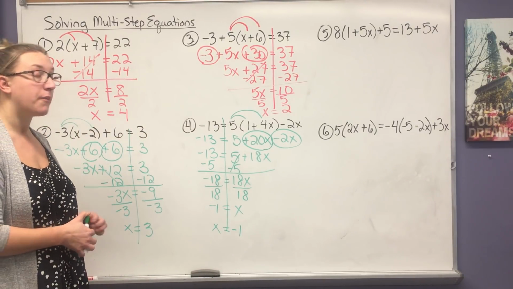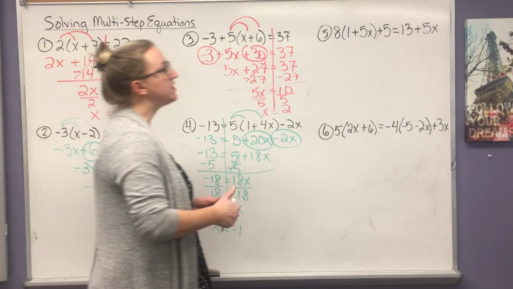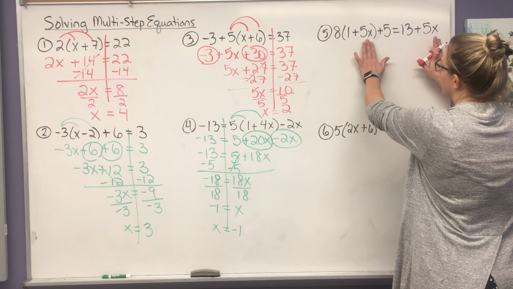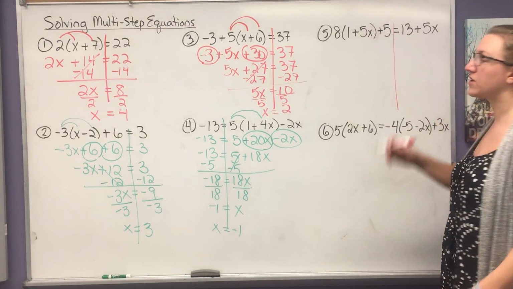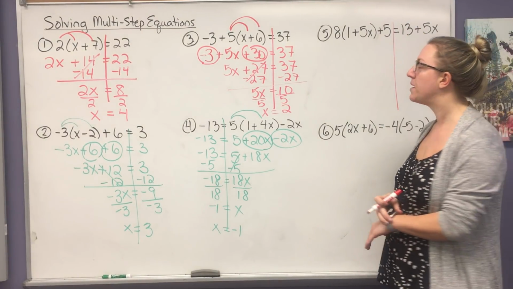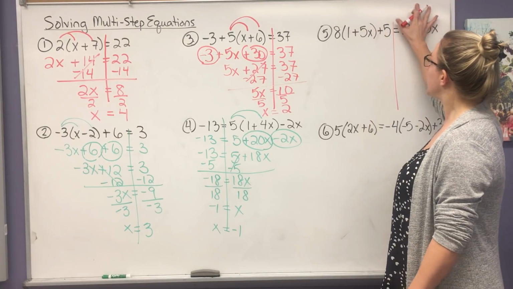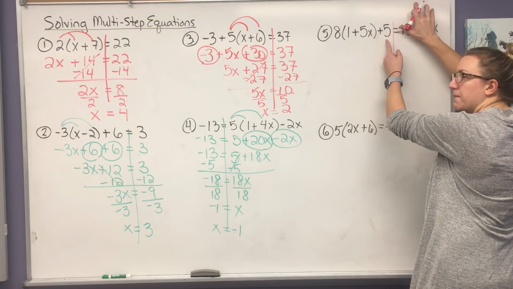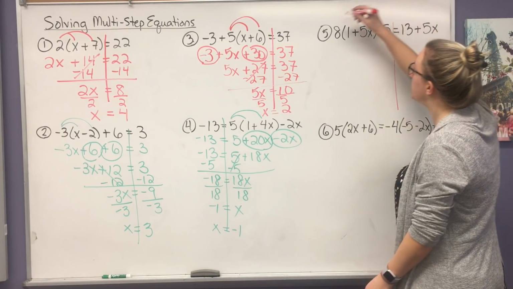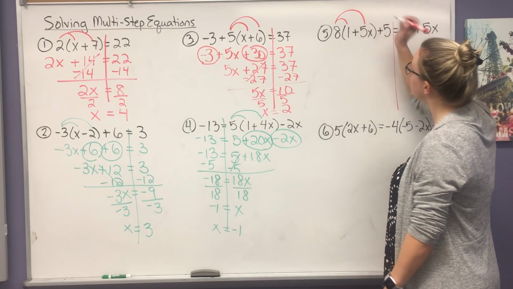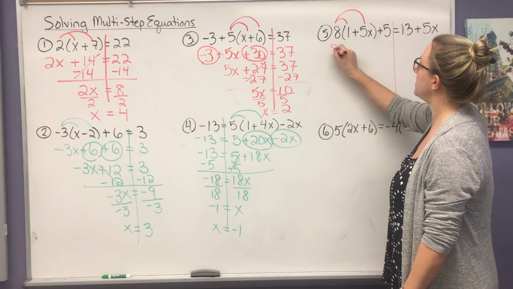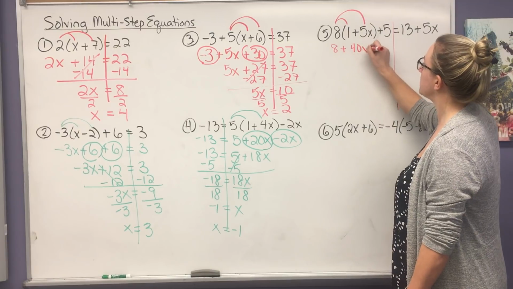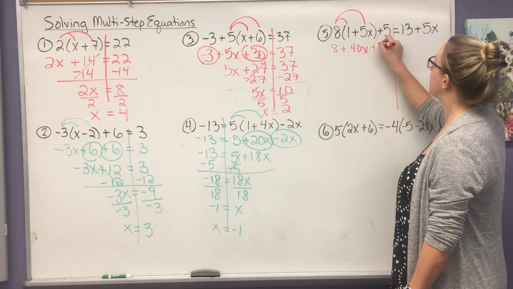All right, number 5. So now we're getting a little bit more complicated. You'll actually notice that we have variables on both sides of the equal sign, and we're going to see what happens when we get to that step. First things first, on the left side, I have distributive property and then probably combine like terms with this positive 5, but let's focus just on distributive first. 8 times 1 is 8. 8 times 5x is plus 40x. And then we bring down the 5.